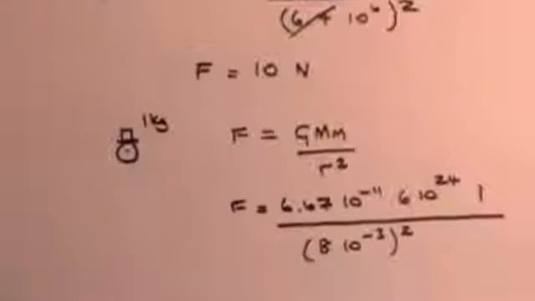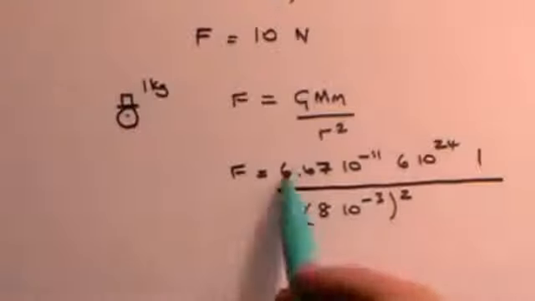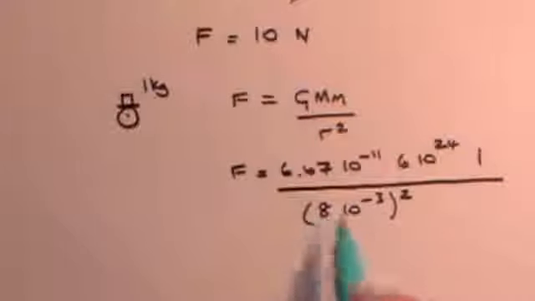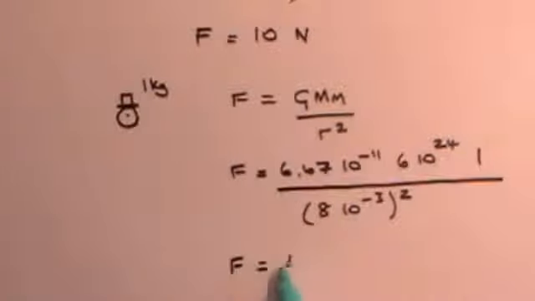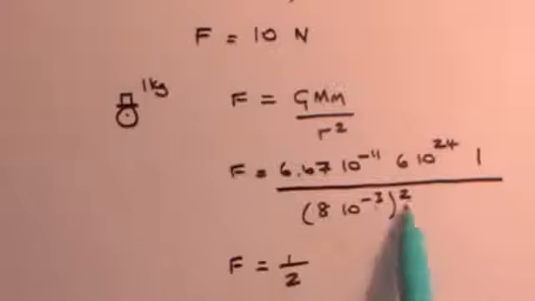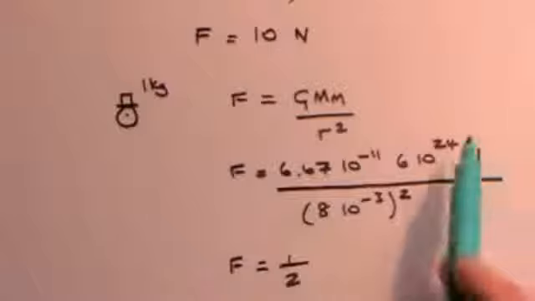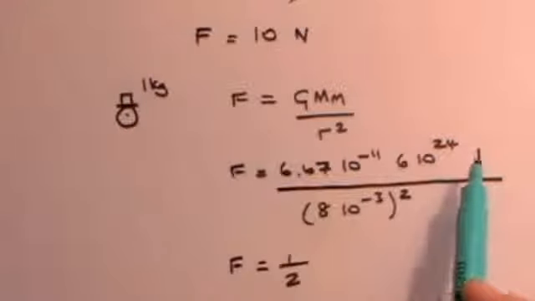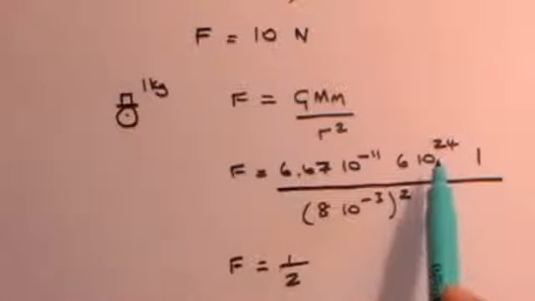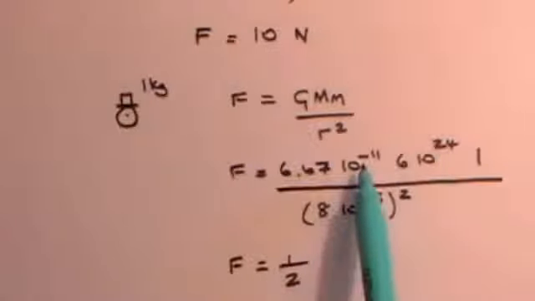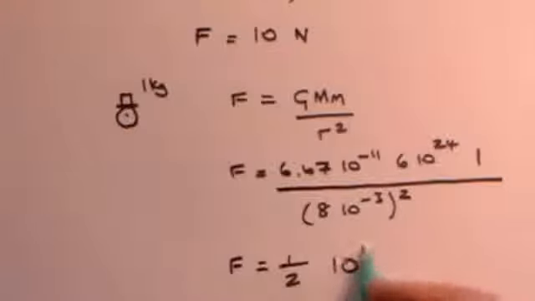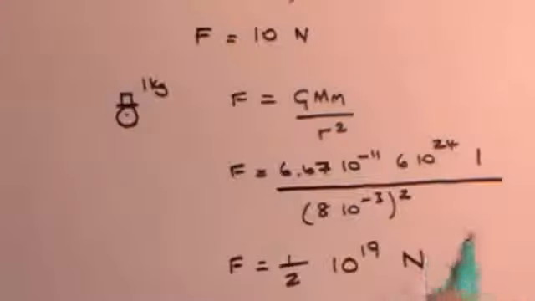Now let's see if we can calculate that. We've got 6 times 6 divided by 8 squared. Look, let's just call that a half. We could actually call it 1. That's not going to be of any consequence at all. Now we've got 10 to the minus 3 squared. Well, that's 10 to the minus 6. Bring that up to the top, it becomes 10 to the plus 6. 10 to the 6 times 10 to the 24 is 10 to the 30. 10 to the 30 times 10 to the minus 11 is 10 to the 19 newtons.